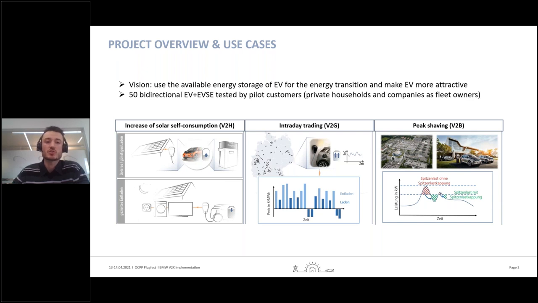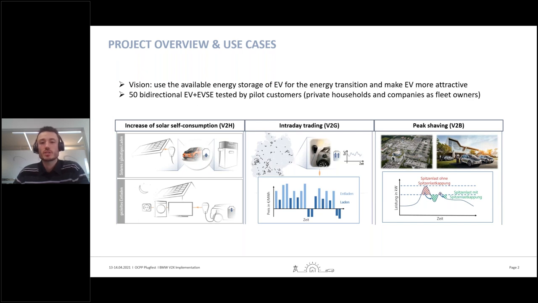And we will test three different V2X use cases. The first is the increase of solar self-consumption. It's a vehicle to home use case. The idea here is that when the photovoltaic system of a house produces more power than currently needed for the house, this surplus of energy will be stored in the vehicle. And if it is not all needed for the mobility, it could be reused later to supply the house consumers, typically in the evening.